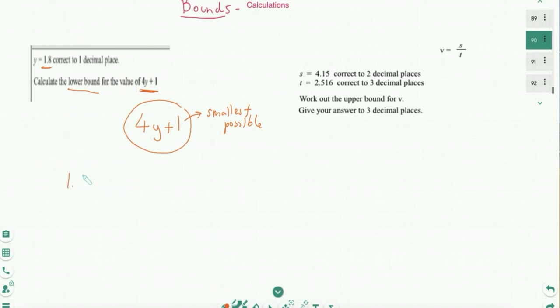So y is 1.8. We'll draw our number line. And it's correct to 1 decimal place. So 1 decimal place means the first decimal place. The first decimal place is called a tenth. So we're going to add 1/10 to the beginning and the end. So 1/10 will be 1.9 and subtract tenths will be 1.7. Then the upper bound will be the gap in the middle of 1.8 and 1.9, which will be 1.85. And the lower bound will be the gap between 1.7 and 1.8, which will be 1.75.